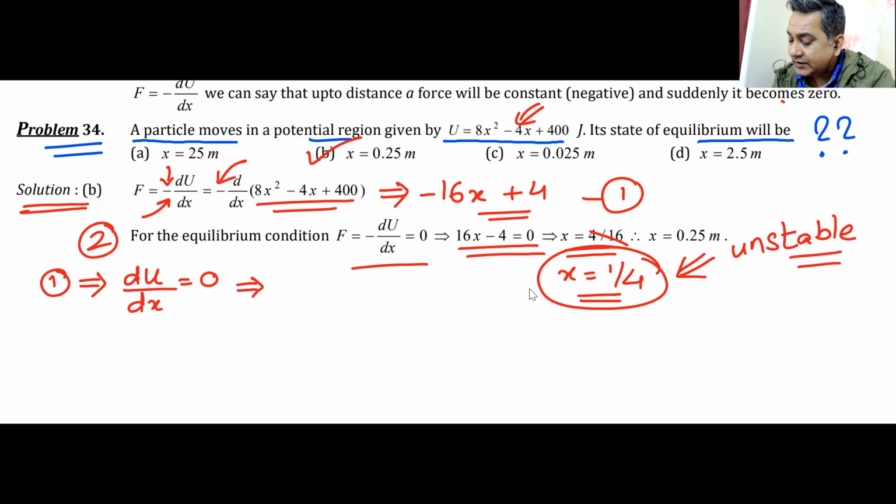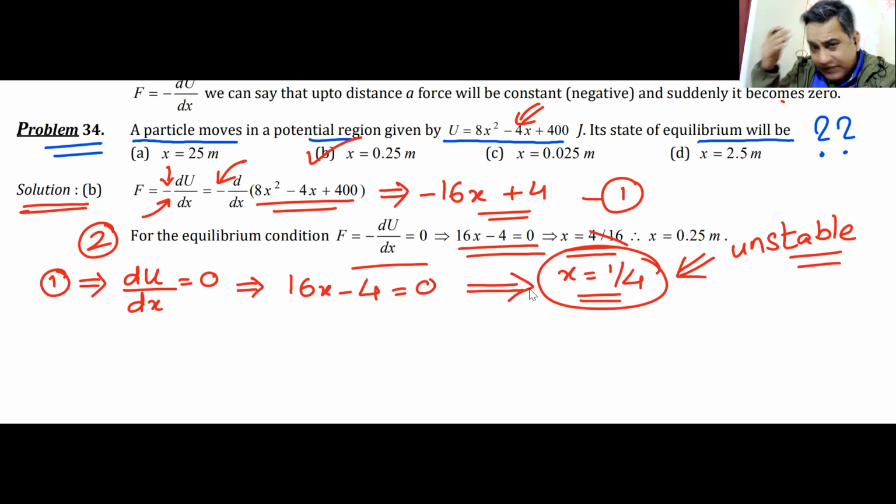If I find du by dx, it will be equal to 16x minus 4. That is equal to 0. From here, I get x is equal to 1 by 4. That step has already been done. You don't need to do that again.